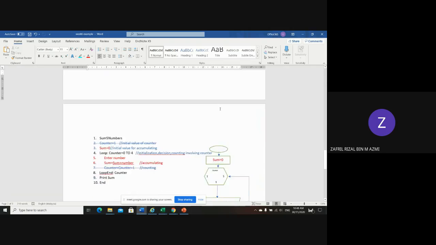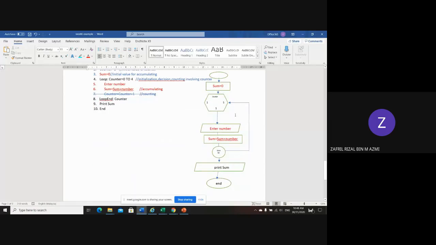If the number of looping is already fixed, for example, 5 looping, 10 looping, you can use while, do while, or automatic loop. Either one, from these three you can use. Do you understand it, class? Understand? Any question? Any question? No question.